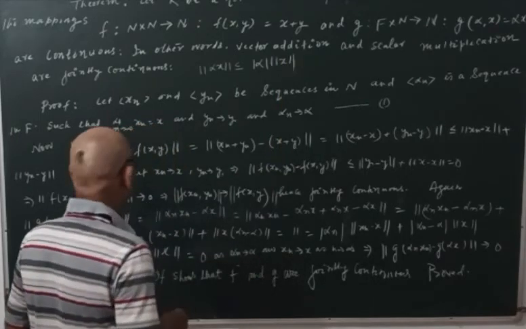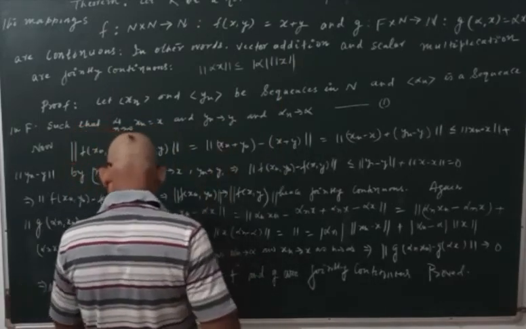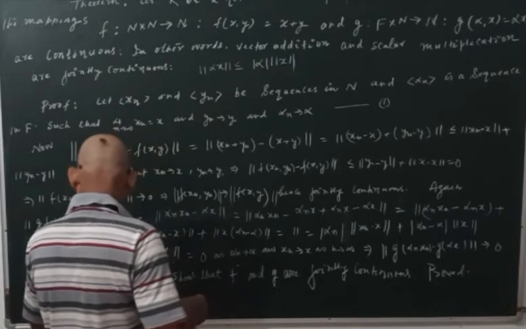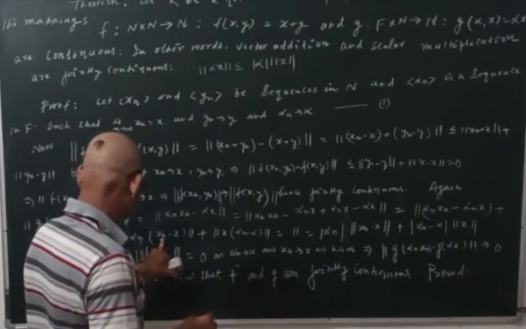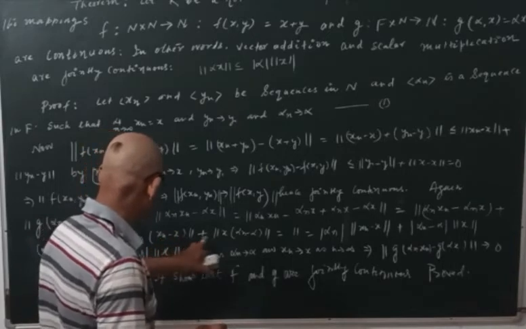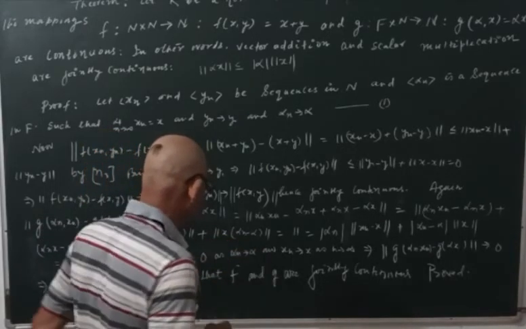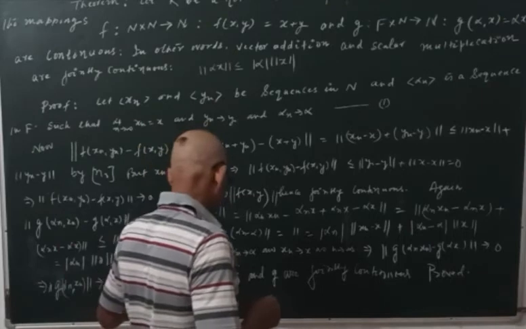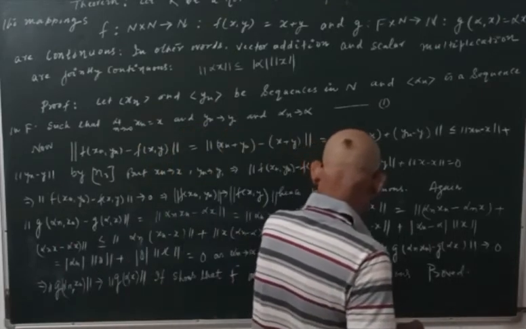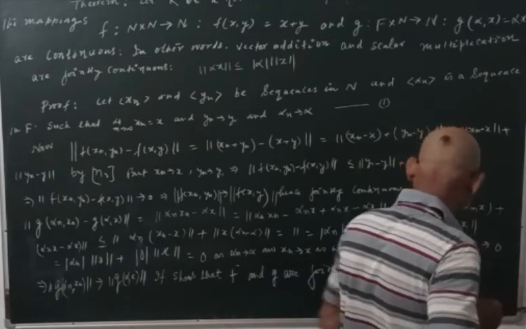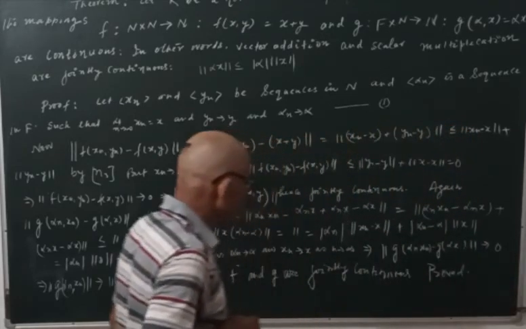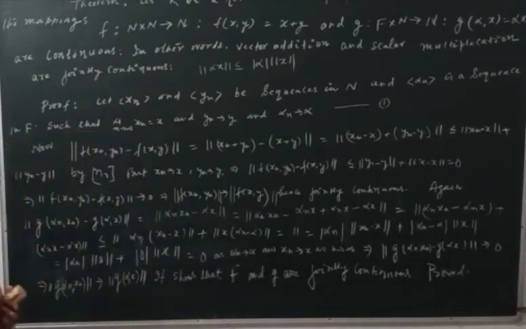So this can be written as the modulus of alpha n times the norm of xn minus x, plus the modulus of alpha n minus alpha times the norm of x. A scalar quantity is represented with a modulus, and a vector quantity is represented with a norm.